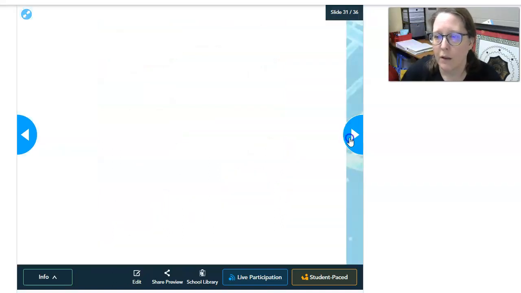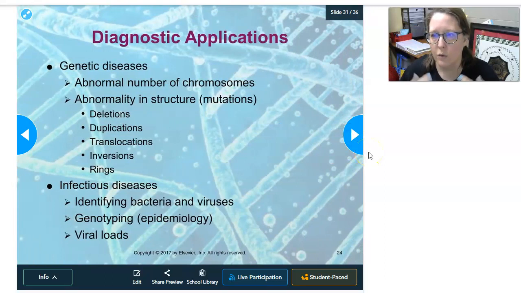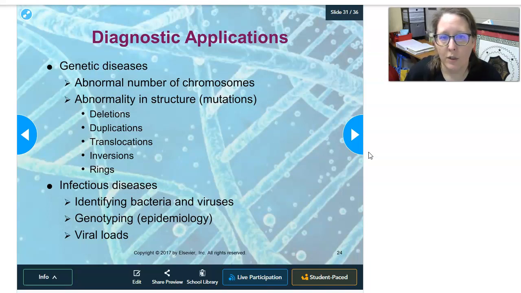Okay, so basically, what do we use this for? What are the diagnostic applications of molecular diagnostics? So to screen and detect genetic diseases, you can look for an abnormal number of chromosomes, like trisomy, people with Down syndrome and all that, where there's an extra chromosome at one of the chromosome pairs.